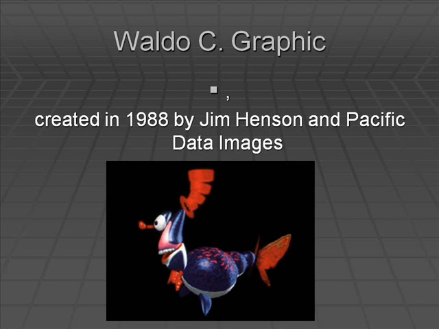The introduction of the first commercially viable digital puppet was Waldo C. Graphic, created by Jim Henson and Pacific Data Images in 1988. In fact, 1988 is a very important year for digital puppetry. Henson had been trying to create digital puppets as early as 1985, and Waldo grew out of experiments that Henson had conducted to create a computer-generated version of his main character, Kermit the Frog.